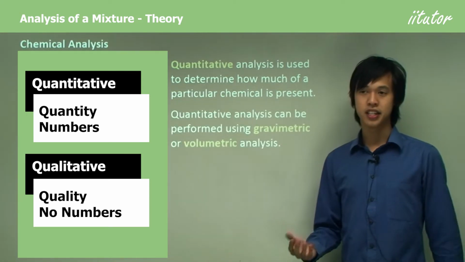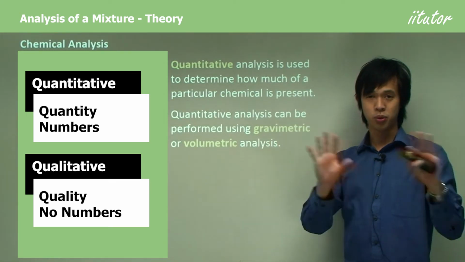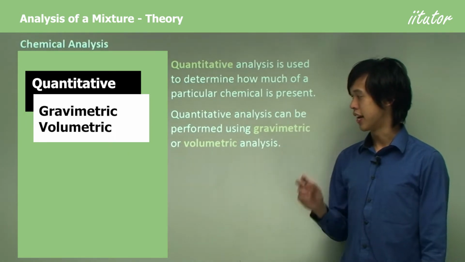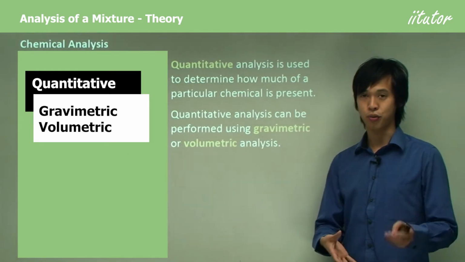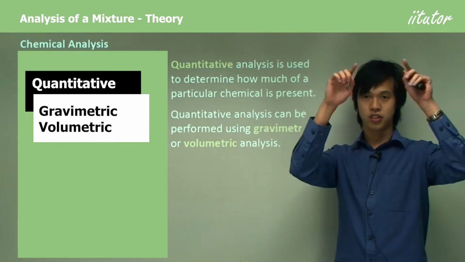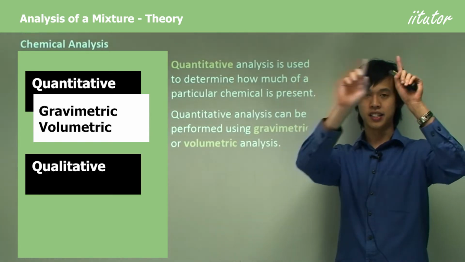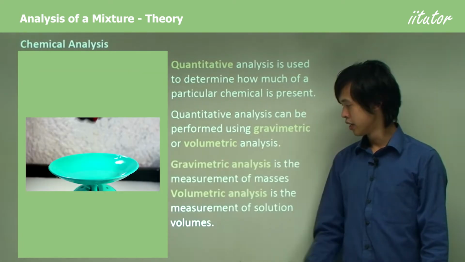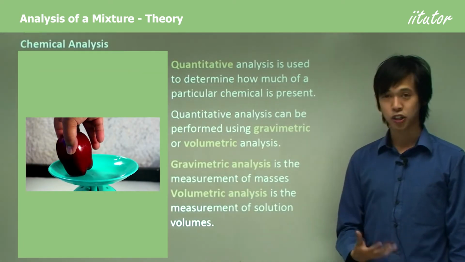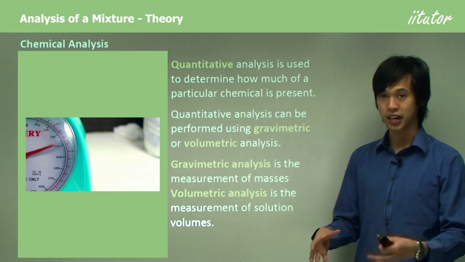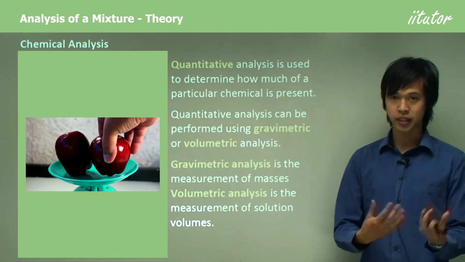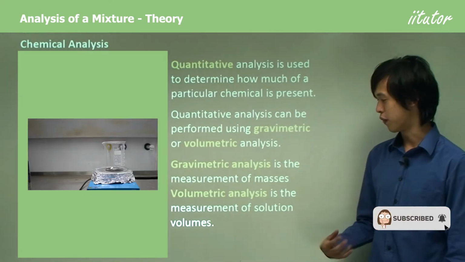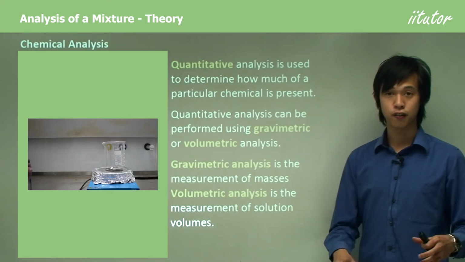In quantitative analysis, we can actually split that into 2 more subgroups. Within quantitative analysis, we have gravimetric analysis and volumetric analysis. I'll go through what they are in a second, but remember that there's quantitative and qualitative, and then inside quantitative, there's 2 more, which is gravimetric and volumetric. Gravimetric analysis is the measurement of mass. If we took a sample and weighed it out, or performed a chemical reaction and weighed the products, that would be a gravimetric analysis. Whereas volumetric analysis is the measure of solution volumes.